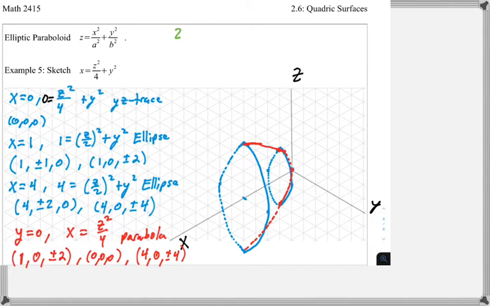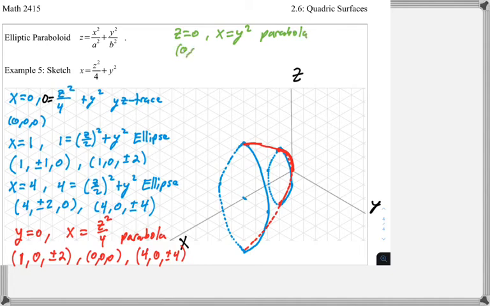Let's try to sketch this a little bit more. A little bit of a bowl there. Alright. We're going to look at one more trace, z equals 0, so we're going to look at the xy trace. So then we're going to have x is equal to y squared, so that's just going to be a parabola.